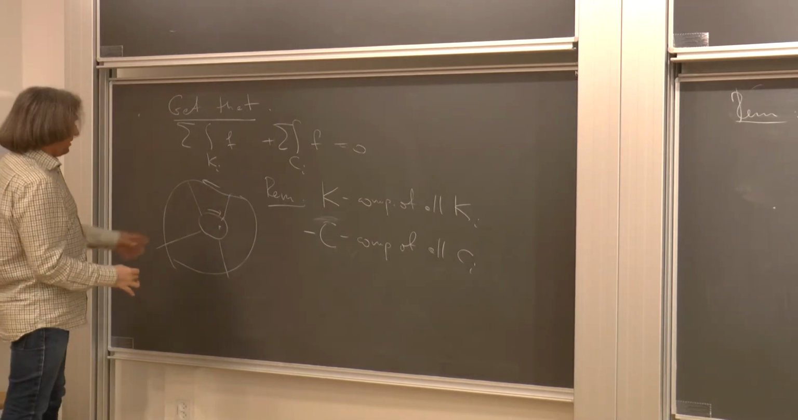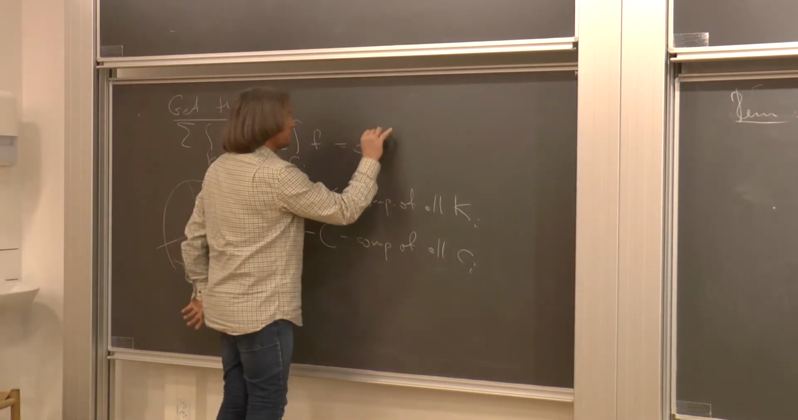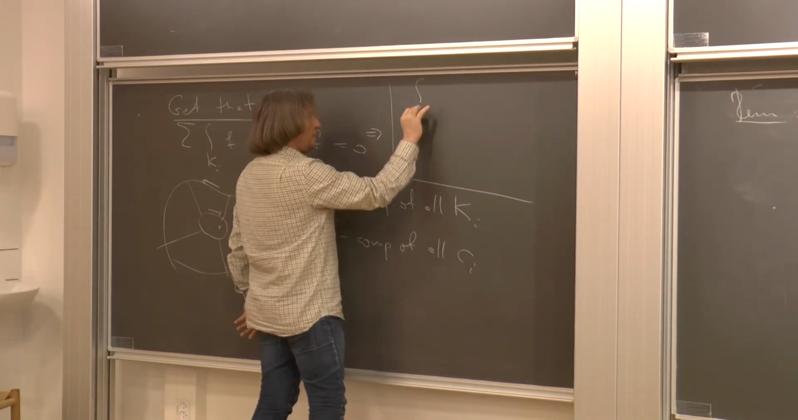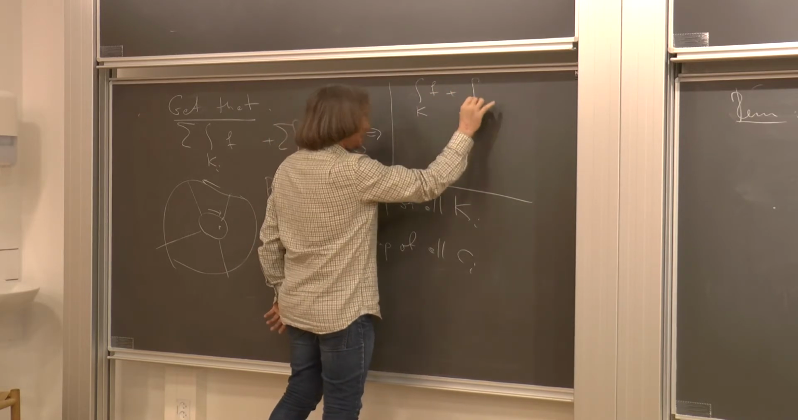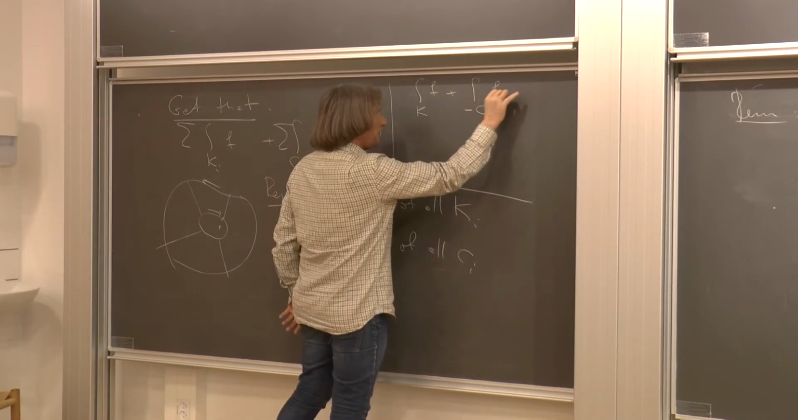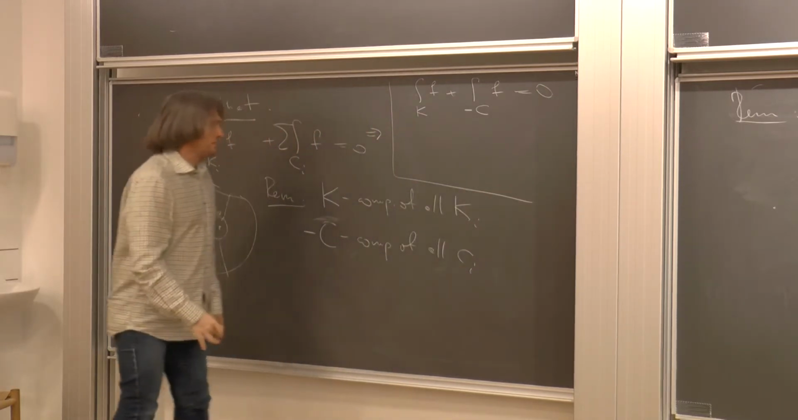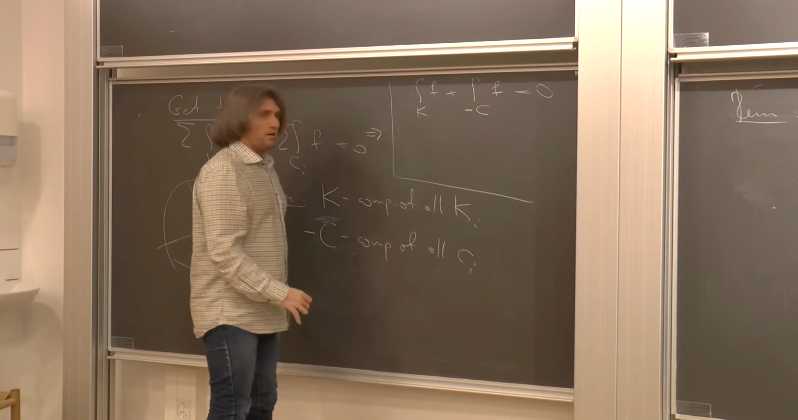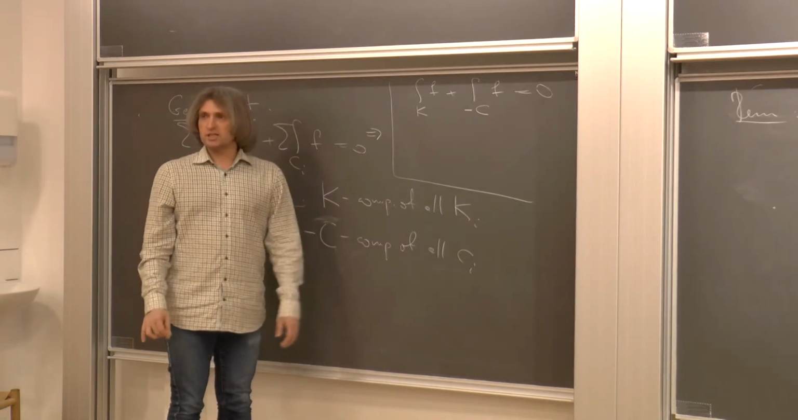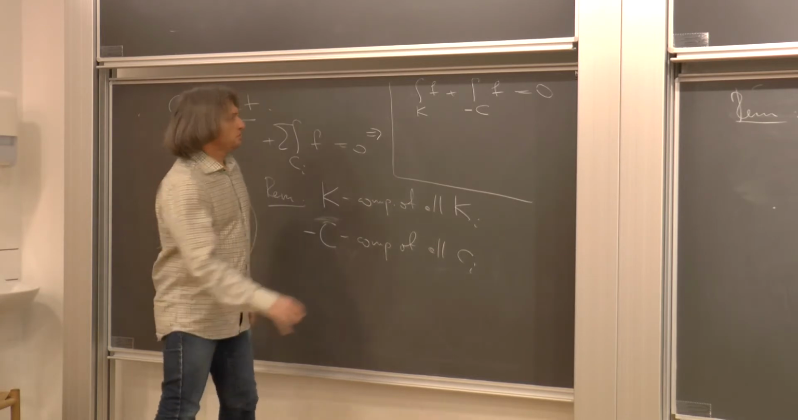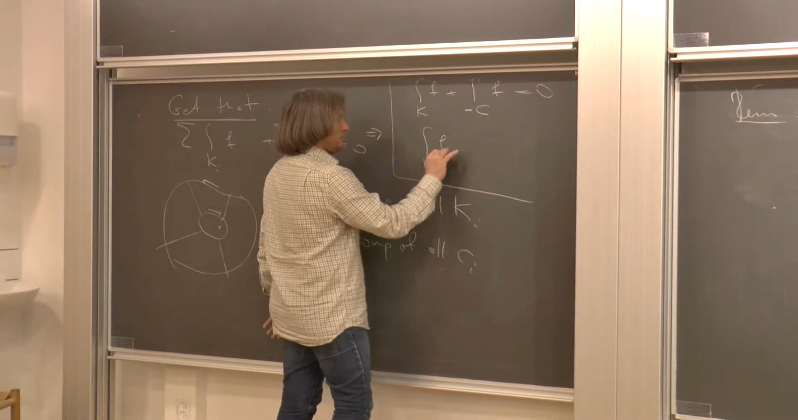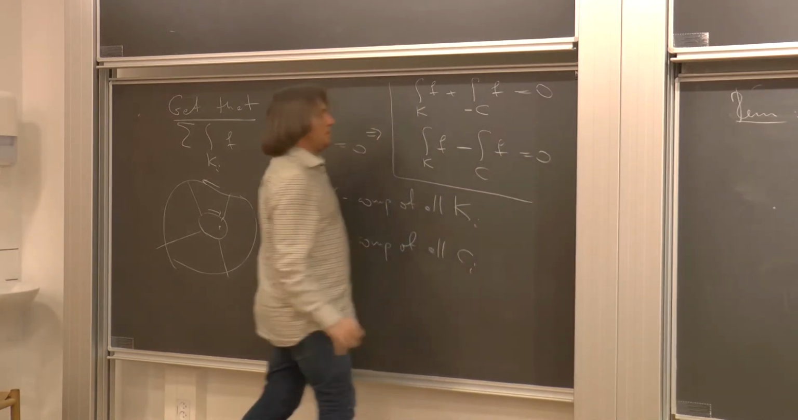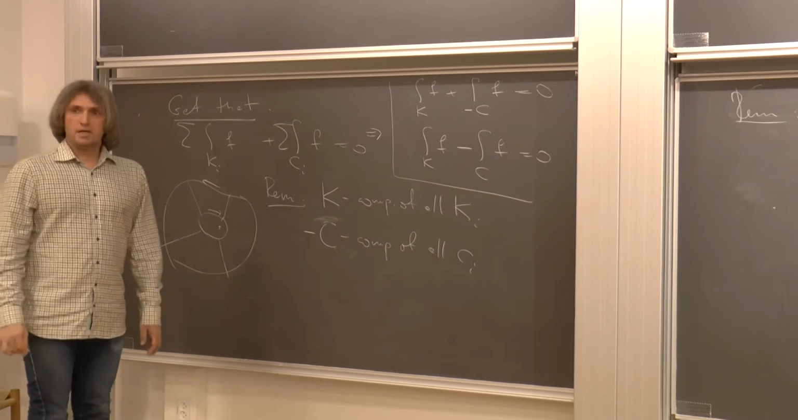So this formula reads as the integral over K of f plus the integral over minus C of f is 0. But this one is minus the integral over C of f. So we know that changing orientation changes the sign. So this is exactly what we wanted to get.